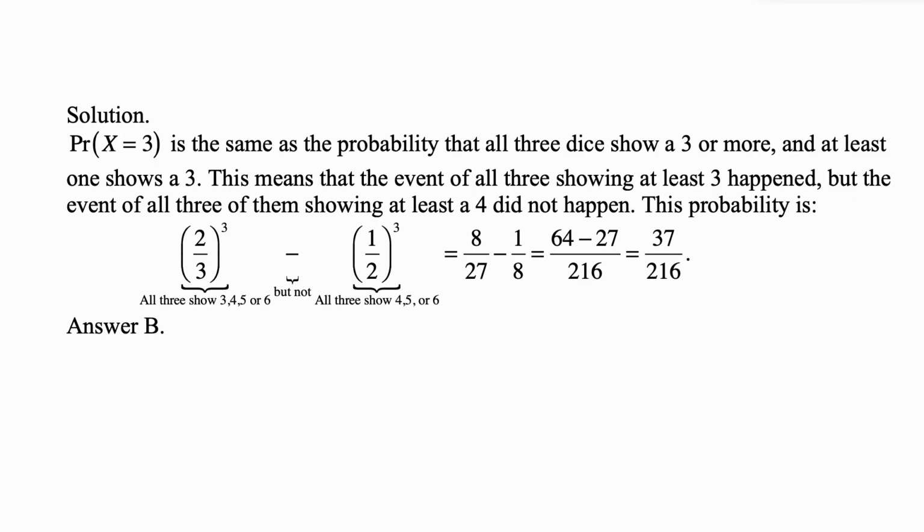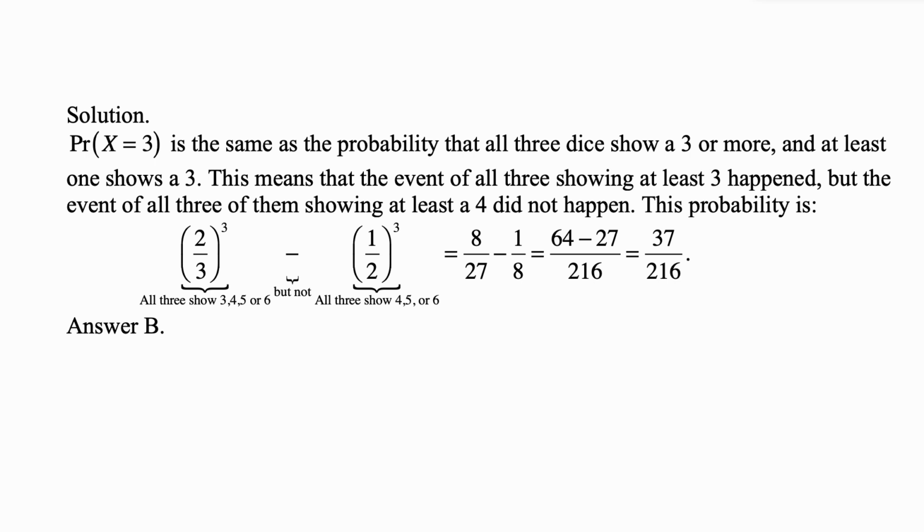The probability that x is equal to 3 is the same as the probability that all 3 dice show a 3 or more, and at least one shows a 3. This means that the event of all 3 showing at least 3 happened, but the event of all 3 of them showing at least a 4 did not happen. And the first probability is 2/3 cubed, because for one of them the probability of showing 3, 4, 5, or 6 is 2/3. That's 4 out of 6, which is 2/3.